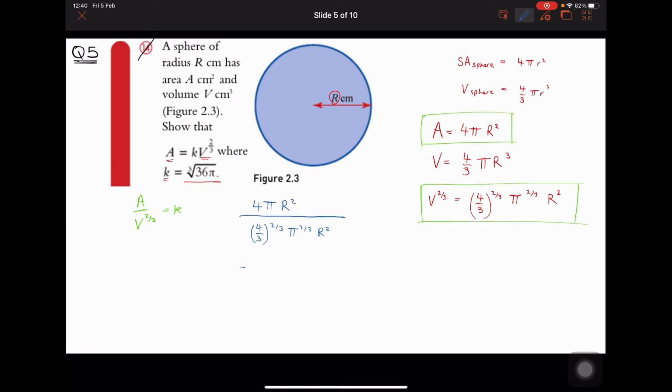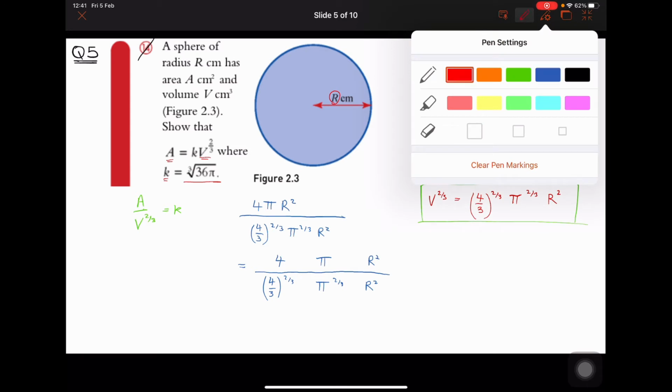I'm just going to write the same thing again, but I'll align it so that it's a bit easier for us to simplify this complicated fraction. 2 over 3, and I'll leave a little gap, pi to the 2/3, I should say, r squared. Now it's a bit easier for us to cancel out some of these terms.